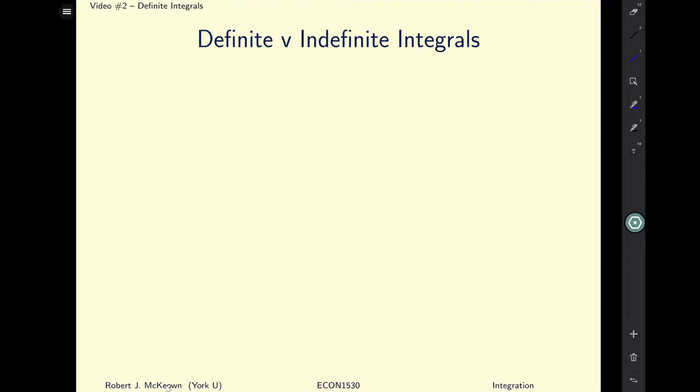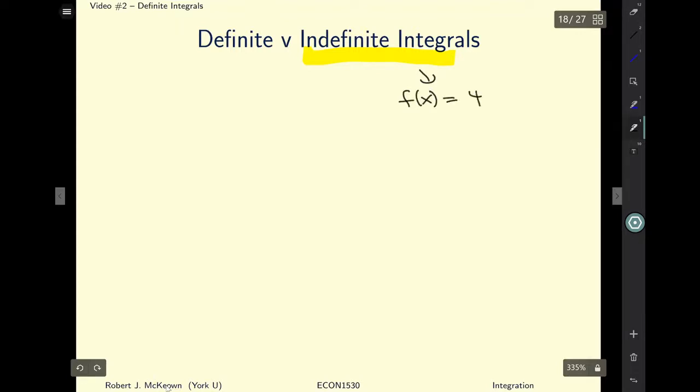This video introduces the concept of a definite integral. So let's review what an indefinite integral was, which is what was introduced in the previous video. If we think of our example of f of x is equal to 4, then the integral of f of x dx was going to be equal to 4x. And this is what's called an indefinite integral.